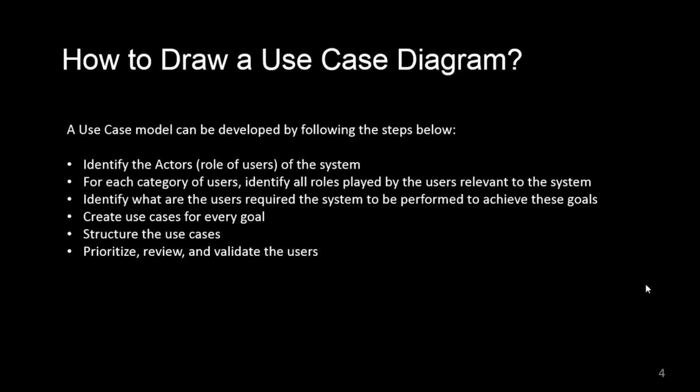Then, how to draw a use case diagram. To draw any use case diagram, you first have to identify the actors, the users of the system. Then for each category of users, identify all the roles played by those users. Then identify what the users require the system to perform to achieve their goals. Then create use cases for each and every goal, basically the functionality of your system. Then structure the use cases, prioritize, review, and validate with the users.